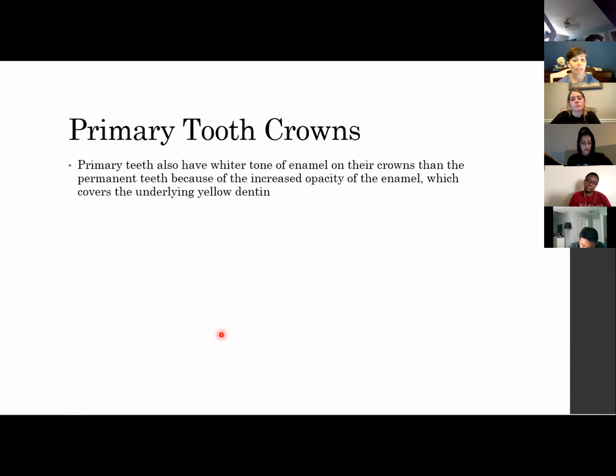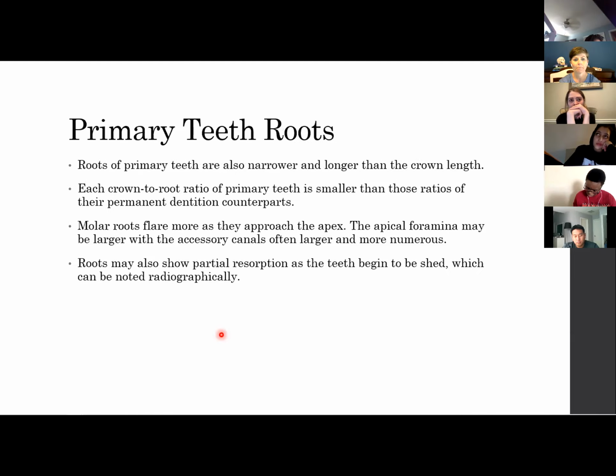All right, primary teeth also have a whiter tone of enamel on the crowns over permanent teeth because of the increased opacity of the enamel, which covers the underlying yellow dentin. So the enamel is more opaque than the permanent enamel.